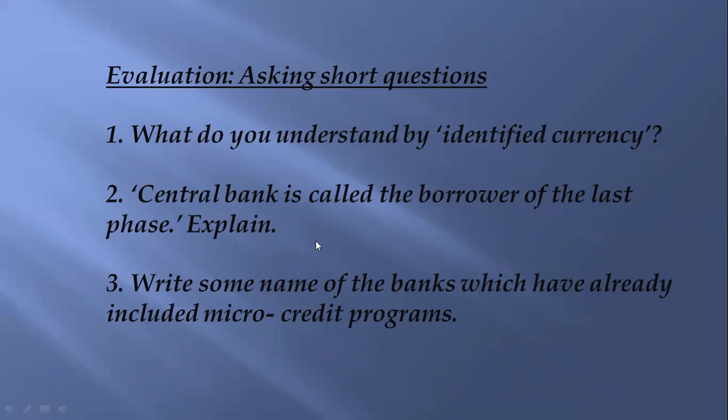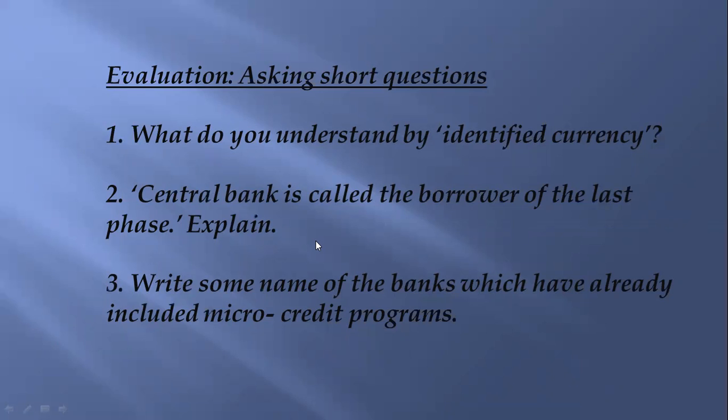Explain why it is known as the borrower of the last phase. Because when commercial banks face financial crises and fail to get loans from any other source, they are compelled to seek protection from the central bank. In such circumstances, the central bank saves the commercial banks from financial crisis by giving them loans. And for that reason, it is called the borrower of the last phase.